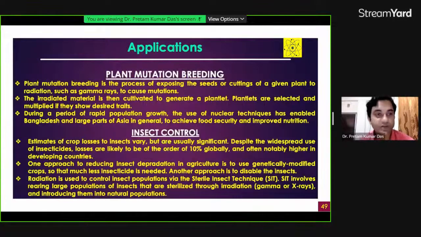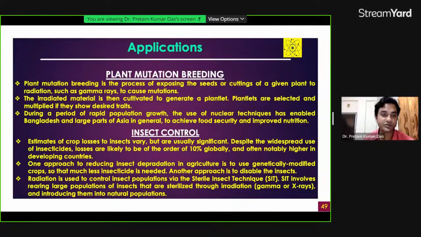And plant mutation breeding. Plant mutation breeding is the process of exposing the seeds or cuttings of a given plant to radiation such as gamma rays to cause mutation. During a period of rapid population growth, the use of nuclear techniques has enabled Bangladesh and large parts of Asia in general to achieve food security and improve nutrition. And insect control: estimates of crop losses to insects vary, but are usually significant.